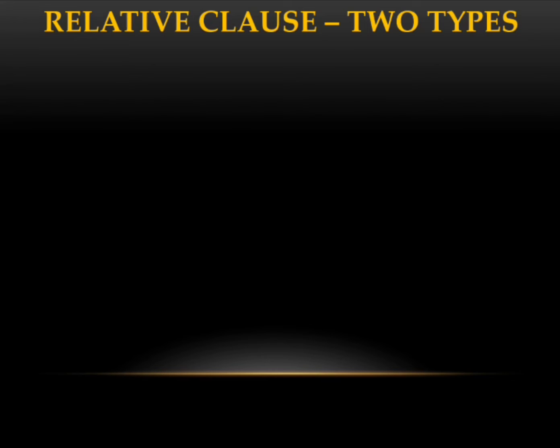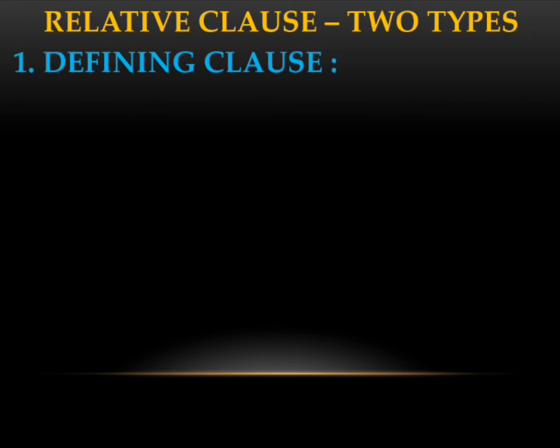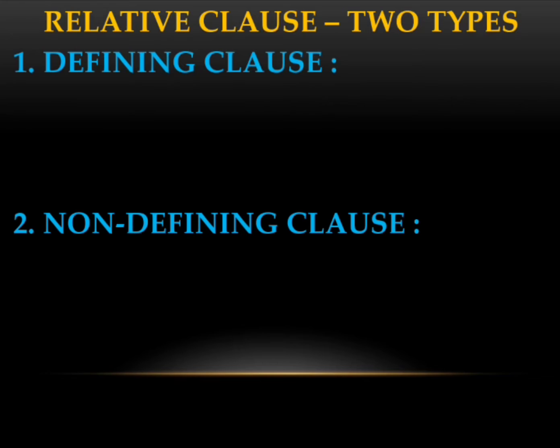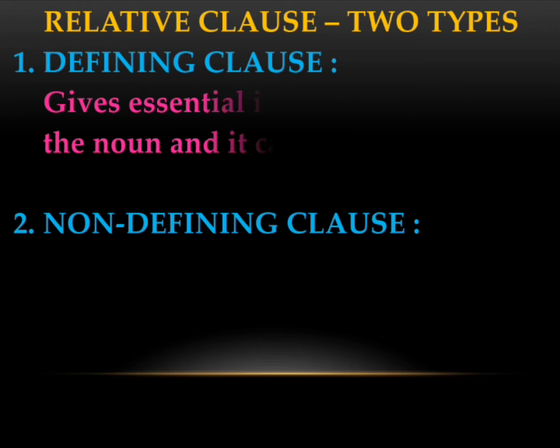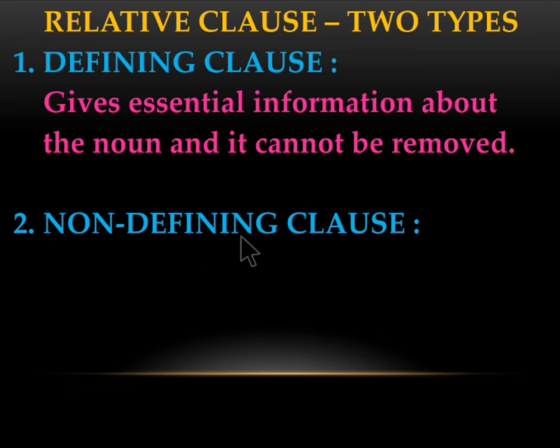Relative clauses are of two types. One is the defining clause and the other one is the non-defining clause. Let us understand what these defining and non-defining clauses are. First, the defining clause. A defining clause gives essential information about the noun and it cannot be removed. It gives very important information about the noun.